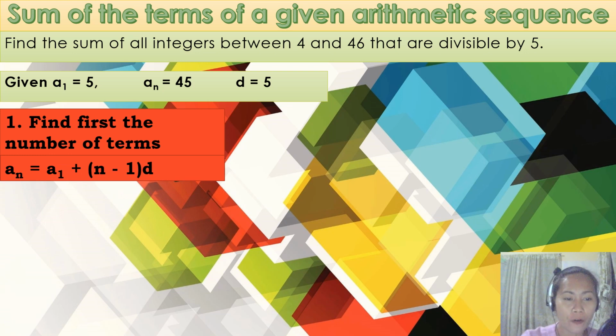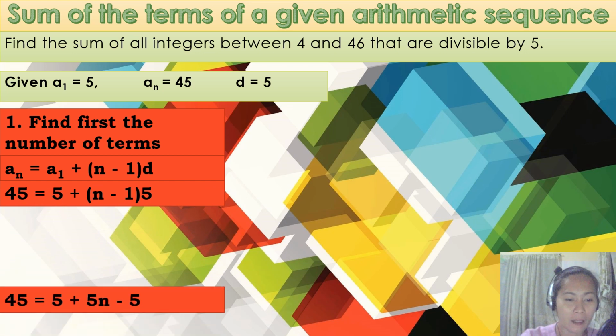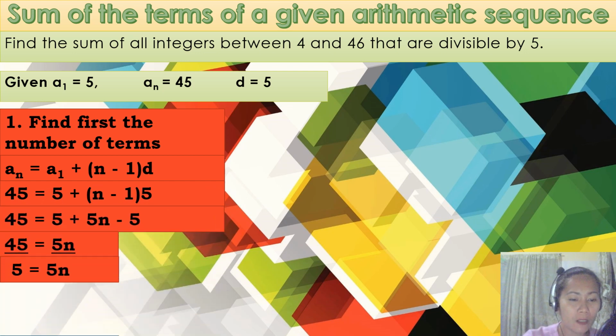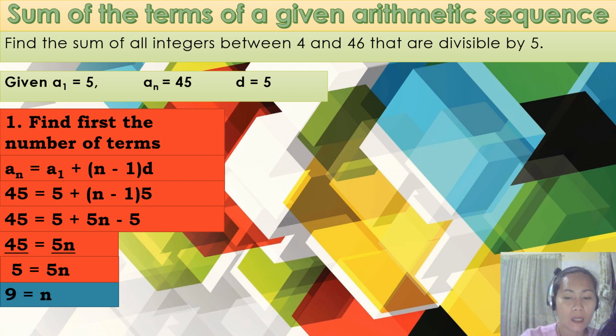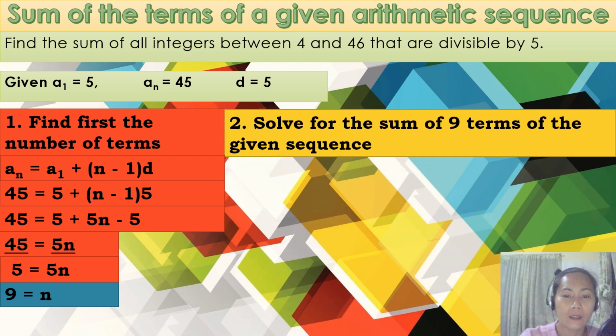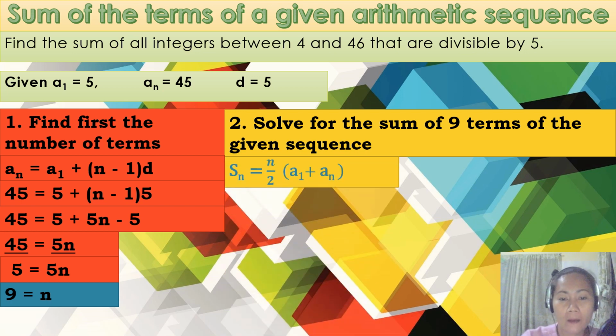By using the formula of arithmetic sequence, a sub n equals a sub 1 plus the quantity of n minus 1 times d, we substitute and simplify. Then we will get 9 equals n. So the number of terms is 9. Next, we solve for the sum of 9 terms of the given sequence.